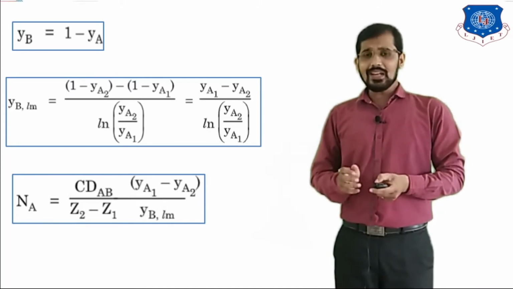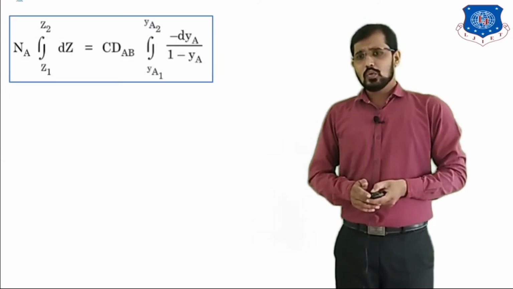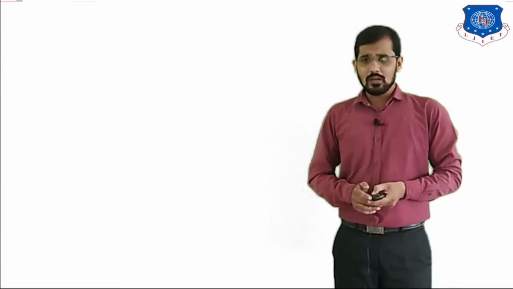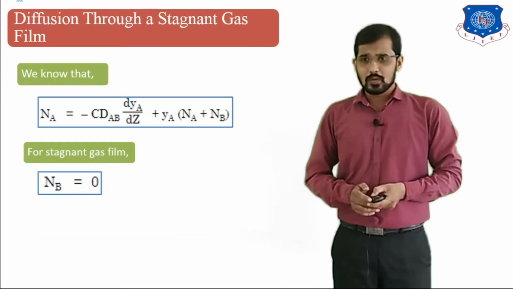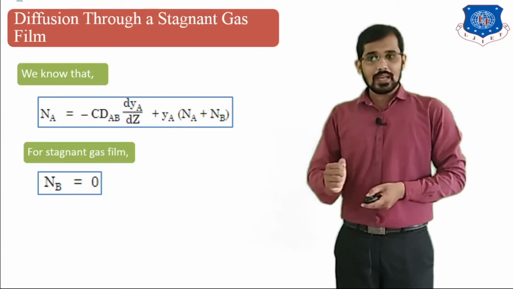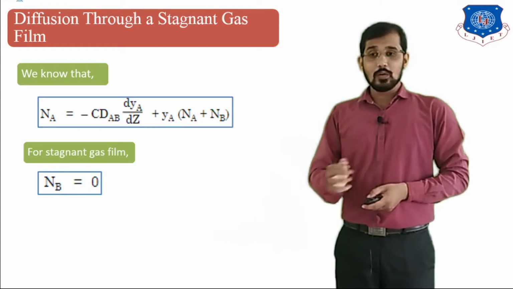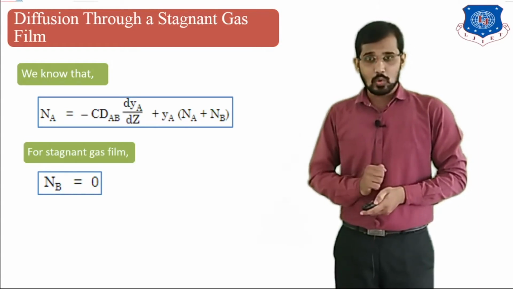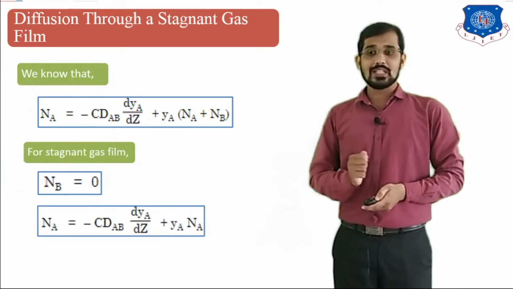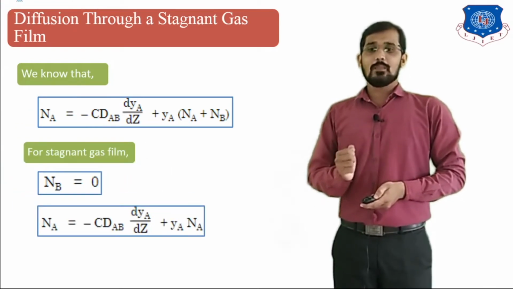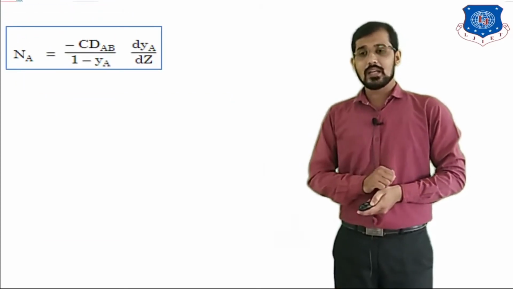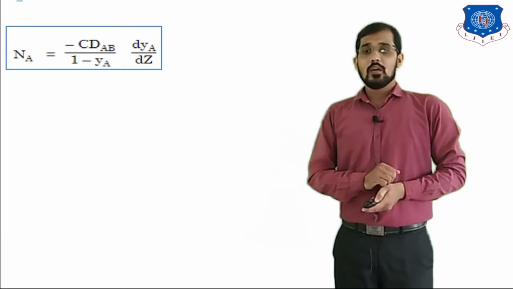Okay, so we will quickly revise this equation. What we have done here, you can see, we took the previous equation, that is NA is equal to minus CDAB dYA by dz plus YA times (NA plus NB). After that, we know that for a stagnant gas film NB is equal to 0. Put NB equal to 0 in the previous equation and you get NA is equal to minus CDAB dYA by dz plus YA NA. After that you get NA is equal to minus CDAB times 1 upon (1 minus YA) times dYA by dz.